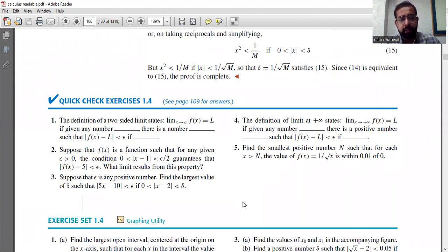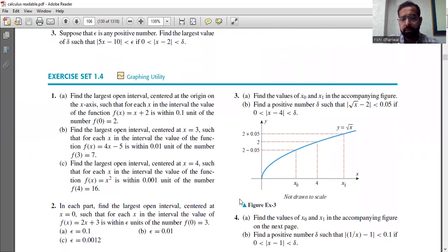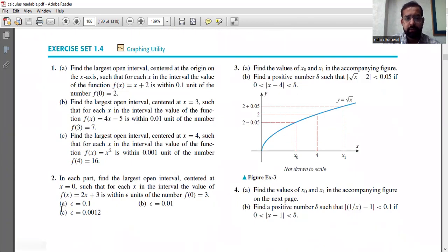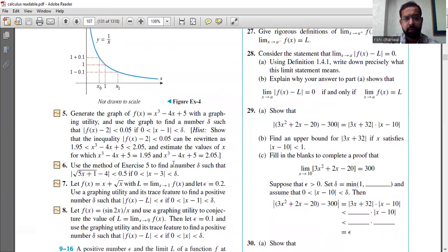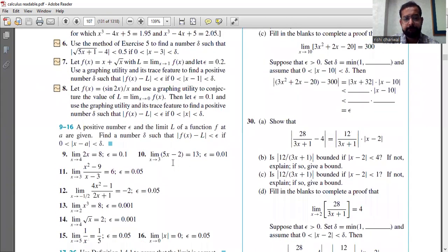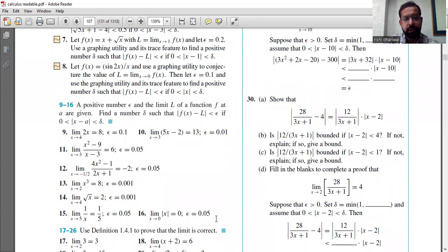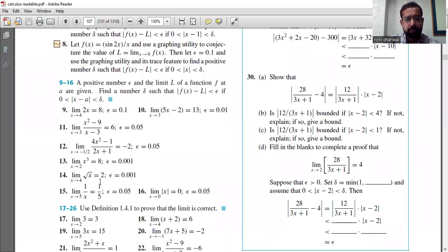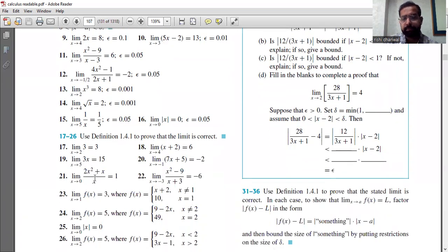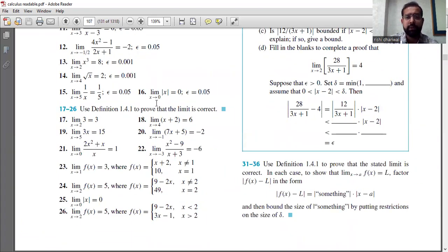These are the exercises for practicing finding limits. Questions 9 to 16 are all important, so please find and verify the limits of these questions.